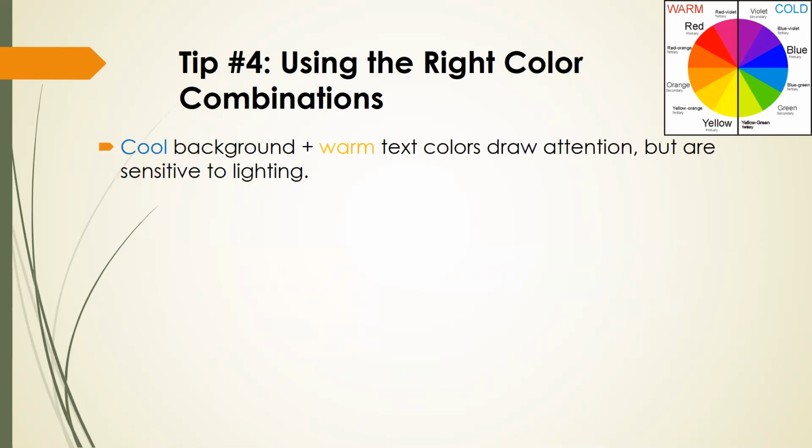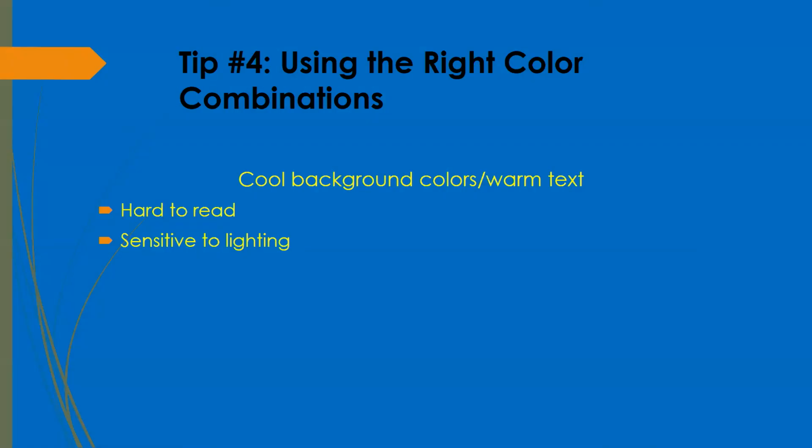Let's look at different color combinations between the background and the text color, and how that makes the actual slide and the words on it easier or harder to read. A cool background, we see the color wheel over here, would be on this side, with warm text. It definitely draws attention to the text, but it's really sensitive to lighting and hard to read. If you were watching this in the dark, like if someone had turned off the lights in the room and you were watching this with very little lighting, it would be easy to read this yellow here.